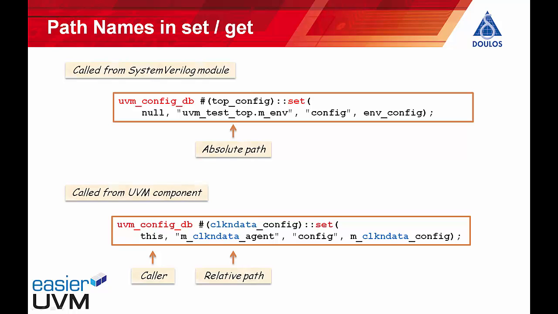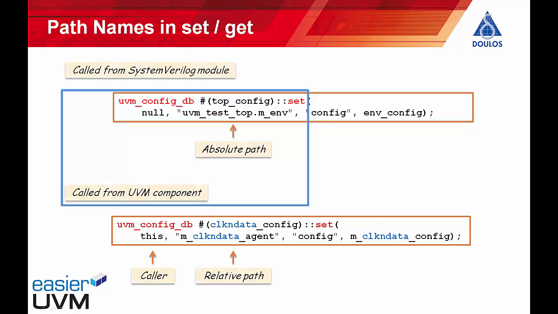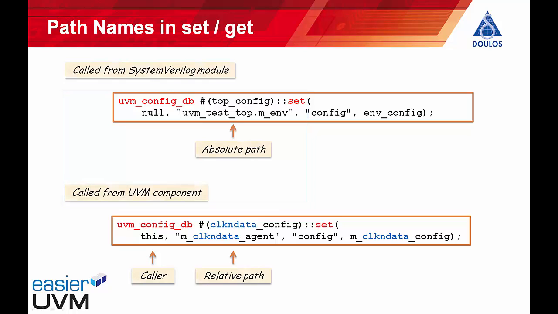It is possible to abuse these arguments, or perhaps I should say use them differently. So we could make a call from a UVM component, set the first argument to null, and then specify an absolute path name. And the scope in the UVM configuration database would still be set correctly. However, it might not have the behaviour you want. There are some subtleties of the UVM configuration database that I'm going to describe later on in this video that mean that you really want to stick to the convention shown here.